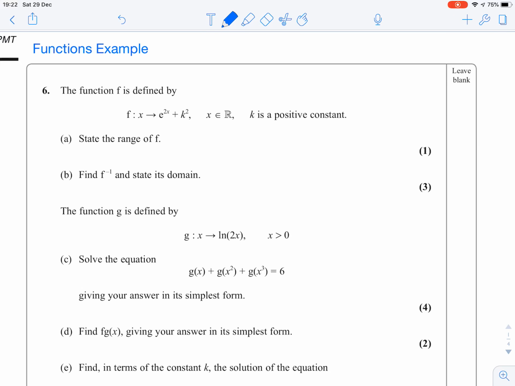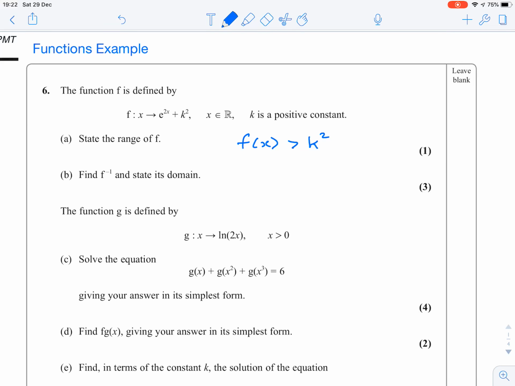This question provides a typical example of an Edexcel functions question on A-level maths. The function f is defined by f takes x to e to the 2x plus k squared, where x is a real number and k is a positive constant. State the range of f. f(x) is greater than k squared.